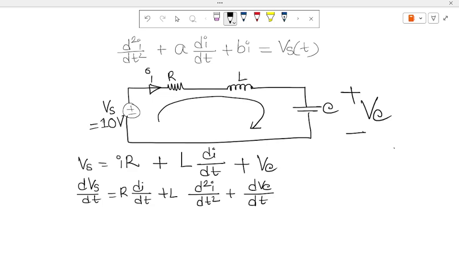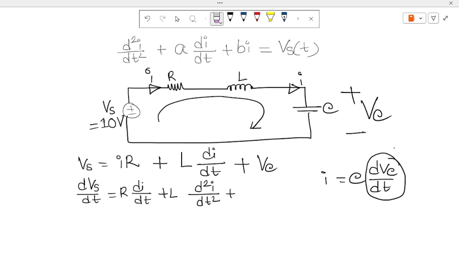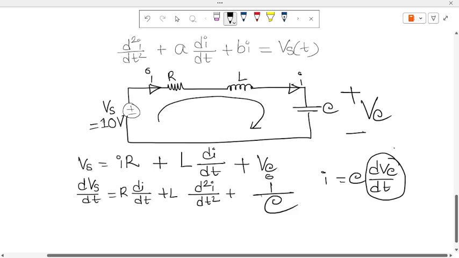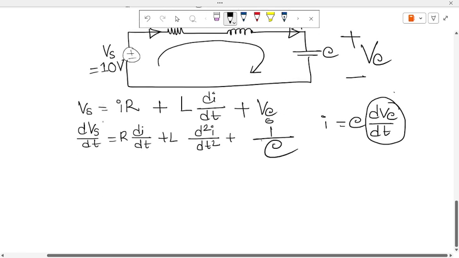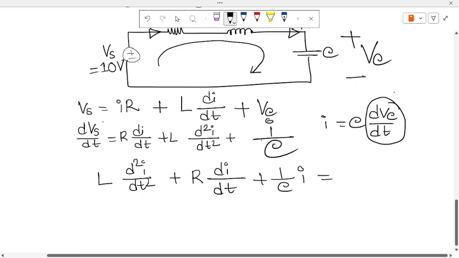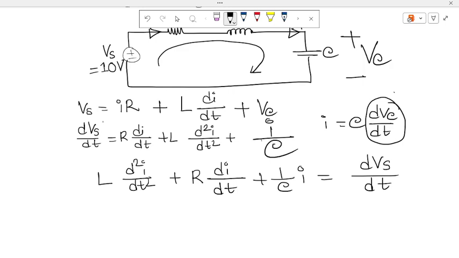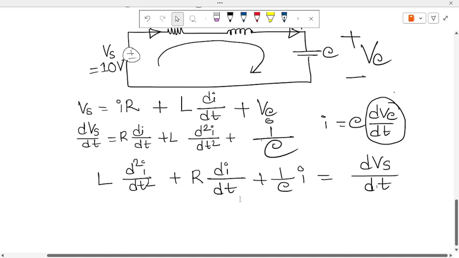Okay, so we know that the current through this capacitor is I equal to C times the capacitor's voltage differentiated by time. So what is dVc by dt? It is simply equal to I divided by C, right? Okay, so now let's rearrange this equation. L d square I by dt square, then R di by dt, and then I by C is equal to dVs divided by dt.